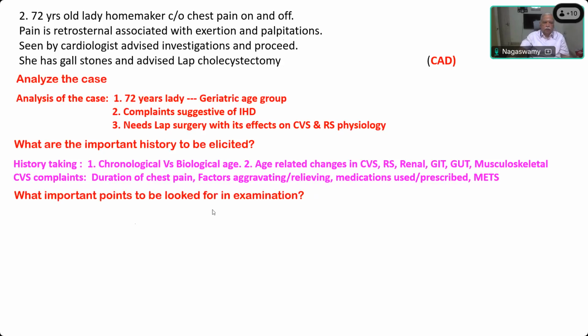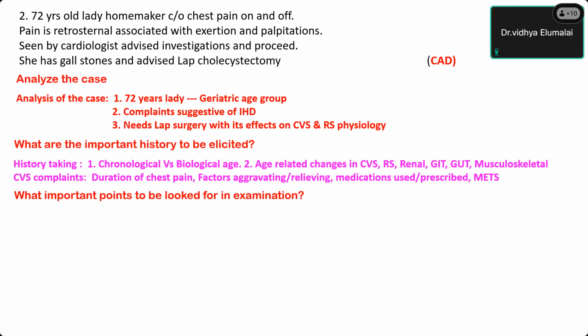Now, what important points are to be looked for in the physical examination of the patient? Her effort tolerance. Her BMI, sir. BMI. Signs of cardiac failure. Okay, then because this is an ischemic heart disease, all the things which are relevant to risk you have to stratify.